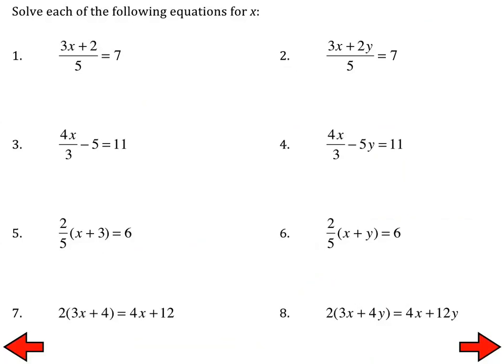So, somebody give me a suggestion on what we should do for number 1. And we have encountered that exact kind of equation before. Yes? Make it 7 over 1 and cross multiply. So you wanted to do it as a proportion, and that would be fine. What's another way of dealing with this? Multiplying by 5. Multiplying both sides by 5. Now, I don't care which way you do it, but I would like you to go ahead and solve for x.